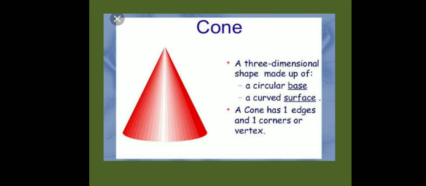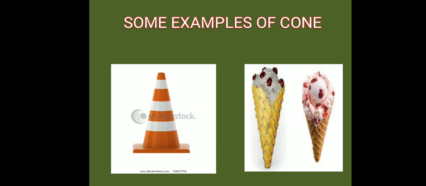Cone. Now a cone is a three-dimensional shape made up of a circular base and a curved surface above. Yes, a cone has only one curved circular edge and one corner, that is one vertex, at the top. Some examples of a cone: an ice cream cone or a joker's hat, etc.